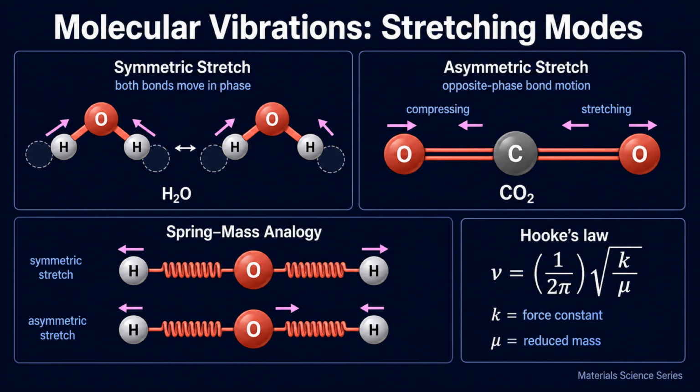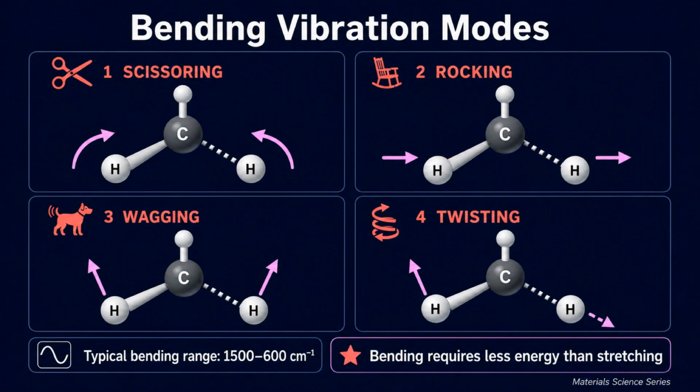Hooke's law relates vibrational frequency to the force constant and reduced mass, explaining why stronger bonds and lighter atoms vibrate at higher frequencies. Bending vibrations change bond angles rather than bond lengths. Four bending modes exist for CH2 groups.